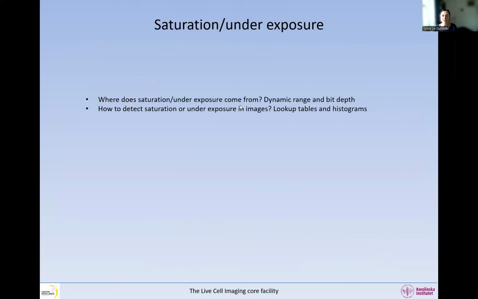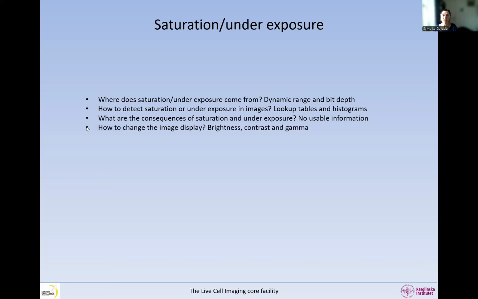So where does that come from? Saturation and underexposure come from the dynamic range and the bit depth, so I will talk about that. And how to detect them, so we will talk about lookup tables and histograms. And then what are the consequences of saturation and underexposure? There is no usable information, and I will show this a little bit. And then how can we adjust the display when we need to use the images? We'll talk about brightness, contrast, and gamma.